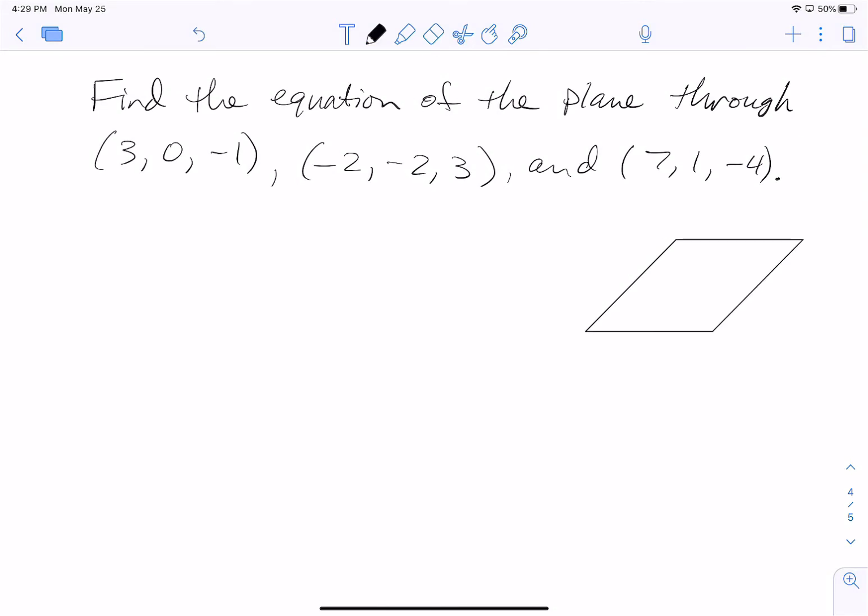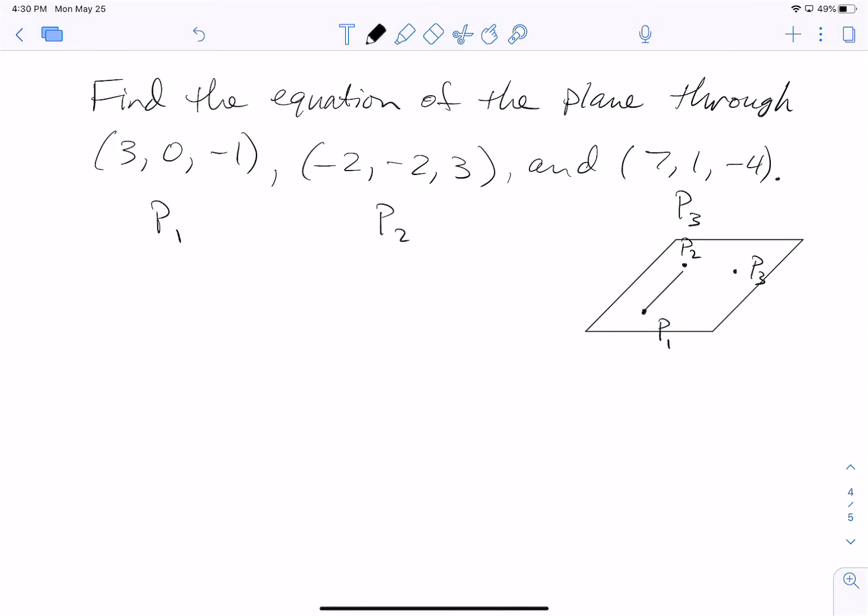Well, if we imagine a plane here, and let's label the points: (3, 0, -1) will be P1, (-2, -2, 3) will be P2, and (7, 1, -4) will be, what the heck, P3. I'm just going to put 3 points on the plane here at random. I'm not trying to make them be in any particular place on the plane. I'm just using this for a visual aid. So P1, P2, and P3 are on the plane.